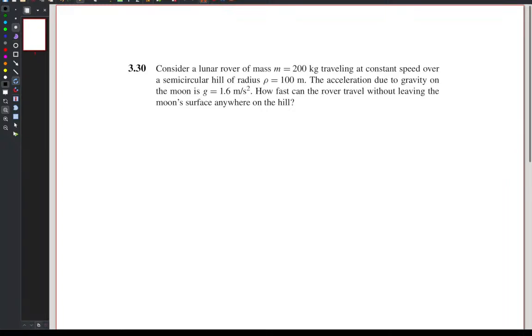So, first off, how do you get started? What's your first thought here? Free body diagram? Yeah, that's a good thought. Do we need a full rover, do we need to consider the entire rigid body structure of the rover? No?